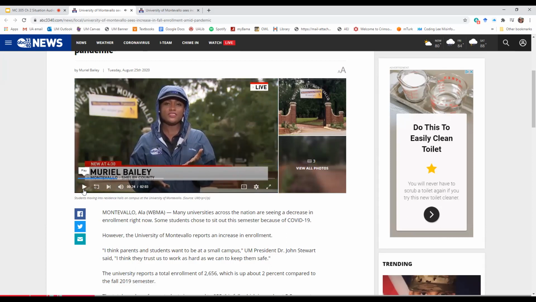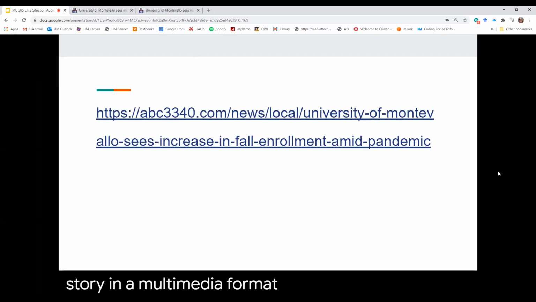So they actually have a live shot and package, which is a lot of time to devote to this story. It shows its level of importance, which I think is great for Montevallo in particular. But 3340 does a nice job of presenting the story in a multimedia format.